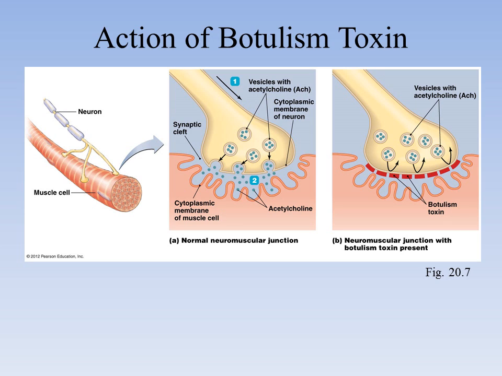So what botulism does is botulism basically prevents the nerve cells from releasing acetylcholine. So botulism is going to basically block acetylcholine from being released. And it's not going to do that at just one nerve cell, it's going to do that at all of your nerve cells.